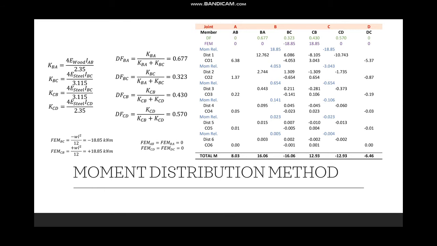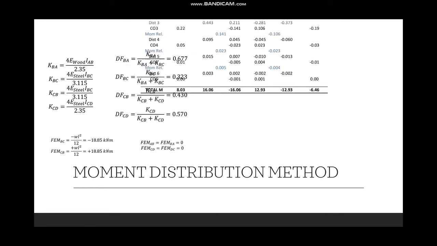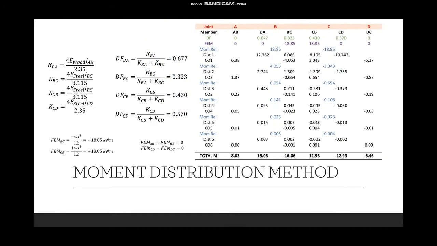And next, obviously, this becomes the distribution. And then we have carryover values as well. And through these carryover values, it is simply multiplying each value by 0.5, getting distributed like this. And like this, and each of these values getting multiplied by 0.5, and these carryover values are acting on the member.